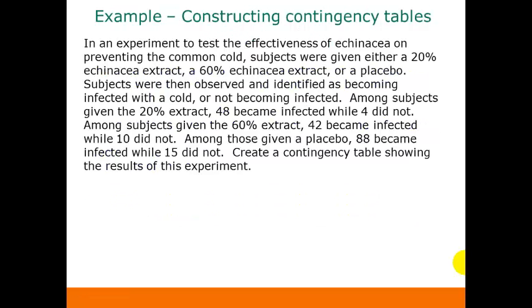So here's an example. In an experiment to test the effectiveness of echinacea on preventing the common cold, subjects were given either a 20% echinacea extract, a 60% echinacea extract, or a placebo. Subjects were then observed and identified as becoming infected with a cold or not becoming infected. Among subjects given the 20% extract, 48 became infected while 4 did not. Among subjects given the 60% extract, 42 became infected while 10 did not, and among those given a placebo, 88 became infected while 15 did not. Create a contingency table showing the results of this experiment.